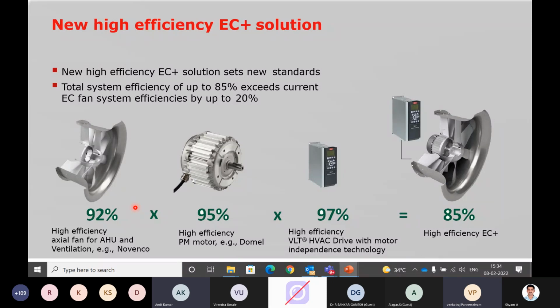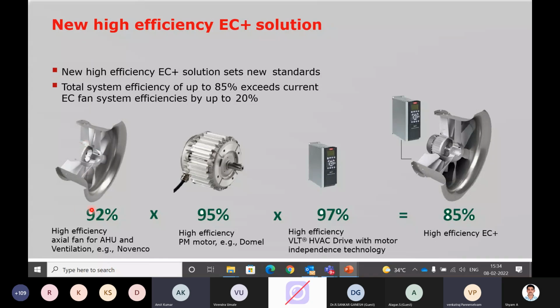To counter that, one of the new technologies we developed is EC plus. EC plus is a combination of three high efficiency equipment, as you can see here. The axial fan we use for any air handling unit has an efficiency of more than 90%. Normally axial fans are used for car parking or basement ventilation because the noise is very high. But the axial fan we are using is highly efficient and low noise, so it can be used for our regular applications.